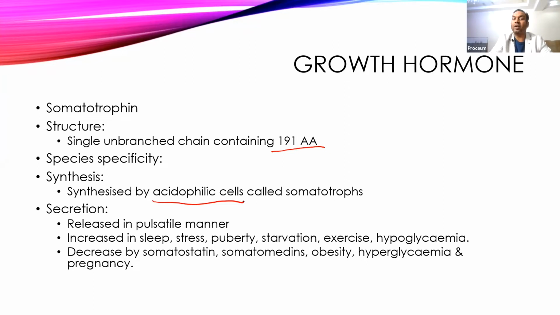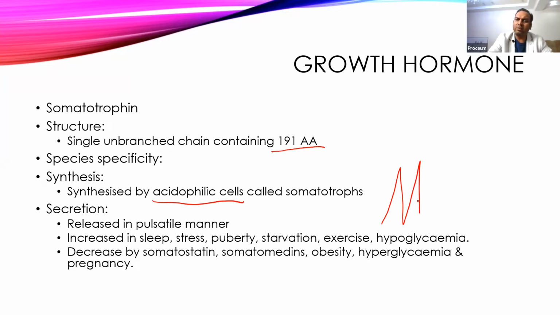It is synthesized by the acidophilic cells which are present in the pituitary gland. These are also called somatotropes, because somato refers to the body and trope means promotion. So these are the cells which produce the hormone that promotes the growth of the body's cells. That's why the name somatotropes is given. Now, how is it secreted? Growth hormone is never secreted in a constant form; it is always in pulses. For a few minutes it will be high, then it comes to low, then after some time it will again be high, and again come to low.